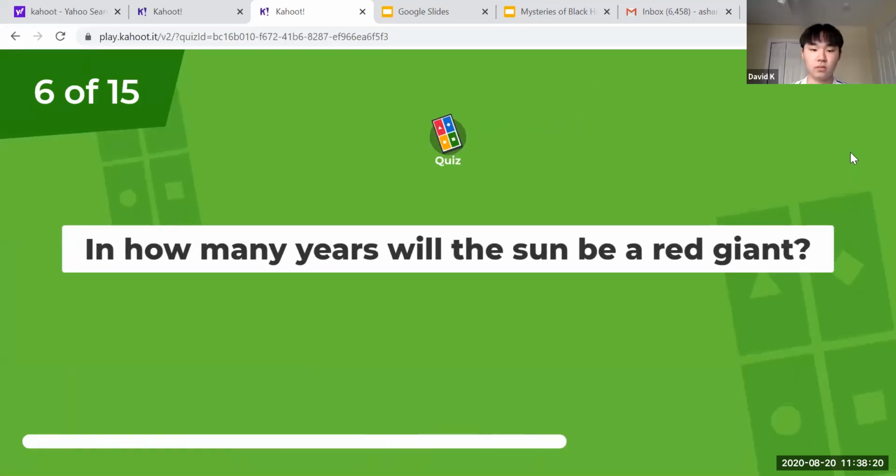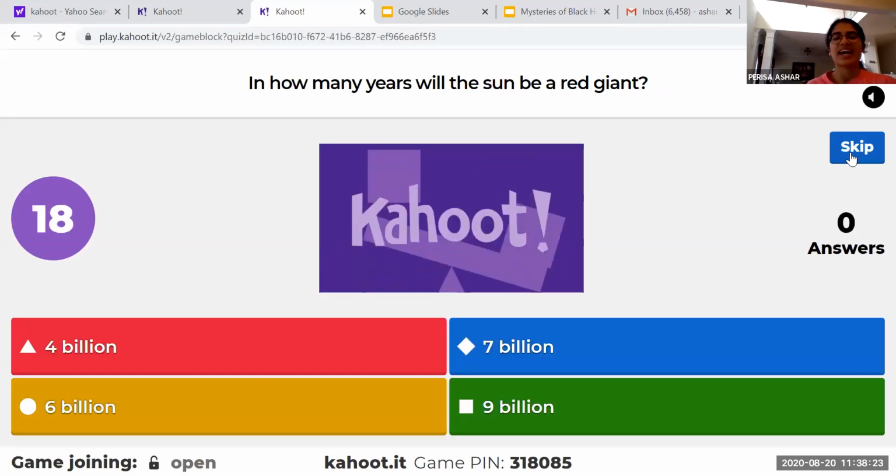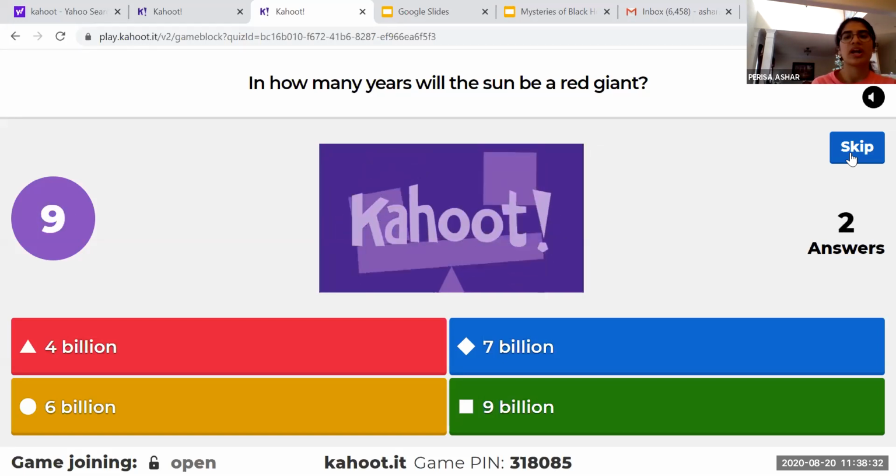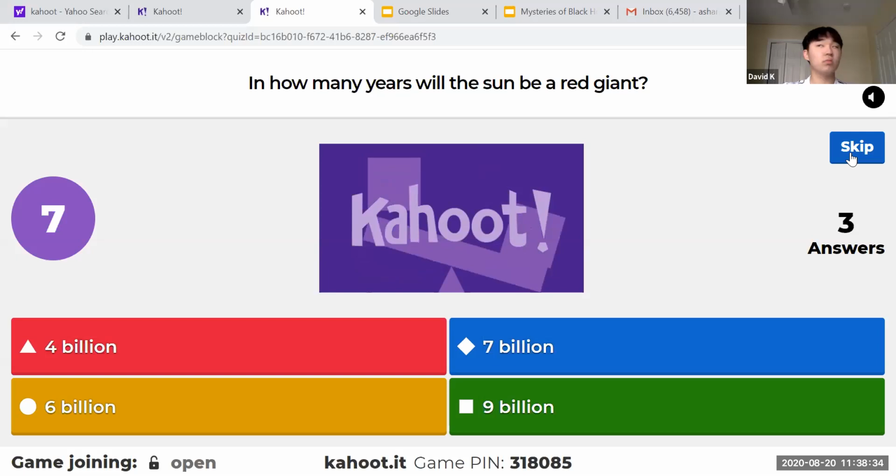So, in how many years will the sun be a red giant? I think I put this in the presentation. Hint, our sun is a main sequence star right now. So if it's a main sequence star, how long will it be until it becomes a red giant?